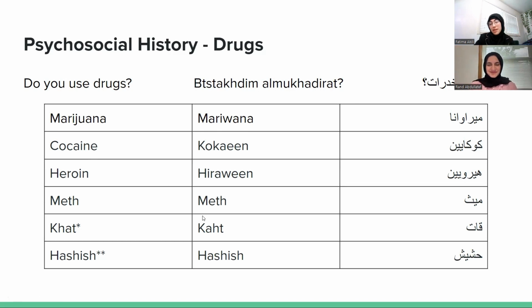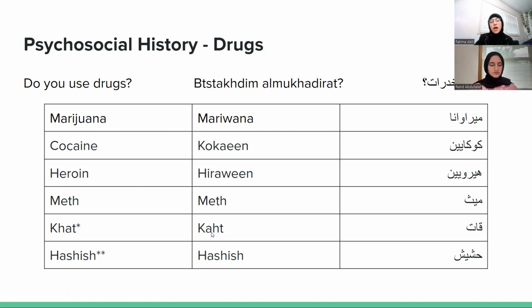Meth is meth. Qat is a specific drug. You may not have heard of it, but this is a plant that specifically grows in some regions of the Middle East. And so you might hear some of the populations using that specifically as compared to the drugs you're usually used to hearing about here in the population. So it's good to ask about this one.